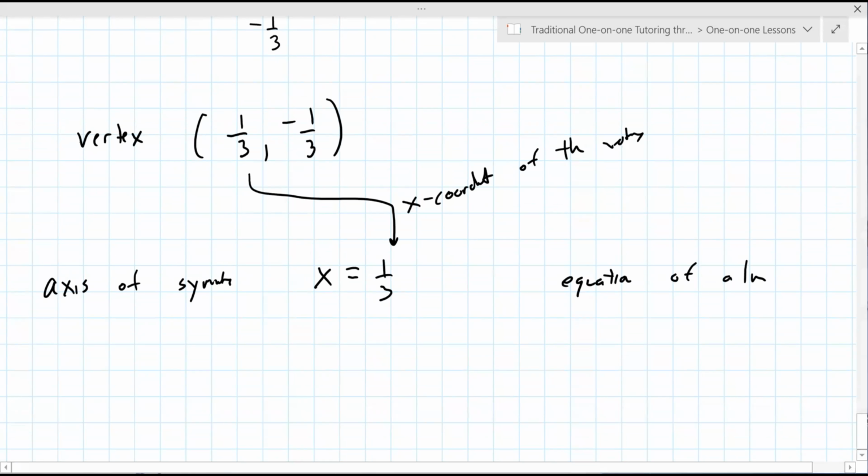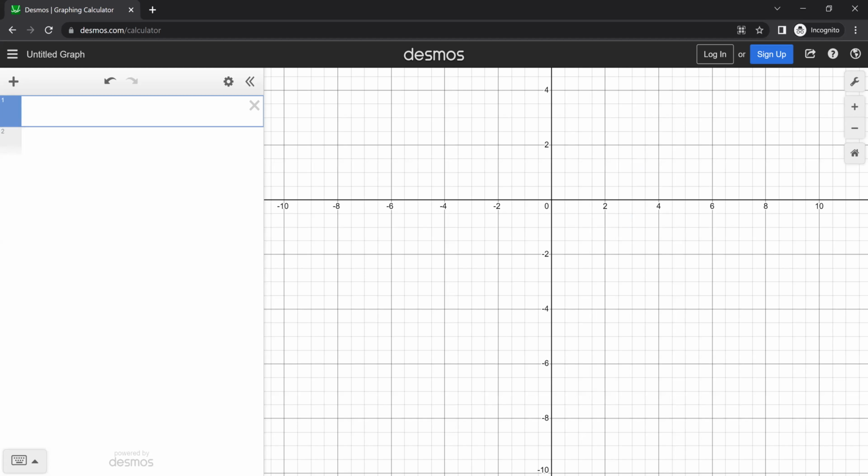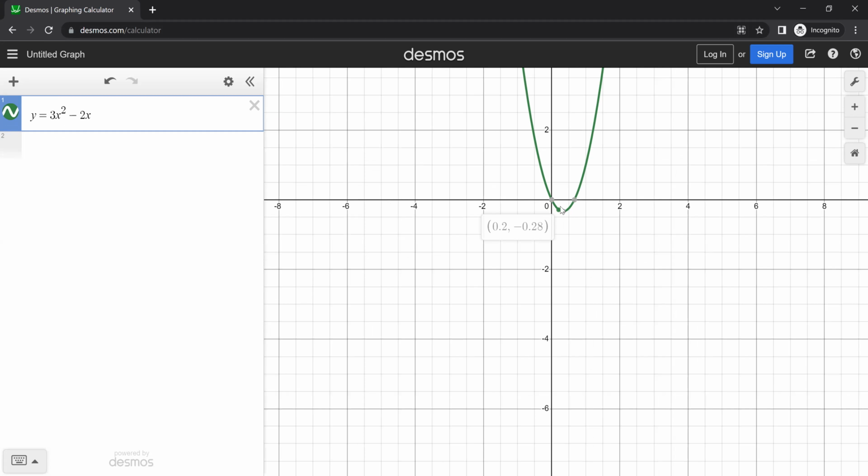Now, we're going to go back to Desmos and look at this thing graphically because you need to know why we are doing all this. What does it actually mean graphically? So let me go share that and graph the equation again. So this was y equals 3x squared minus 2x. Now, Desmos does not do a good job with fractions. It uses decimals. So you have to know that that's 1/3, minus 1/3.